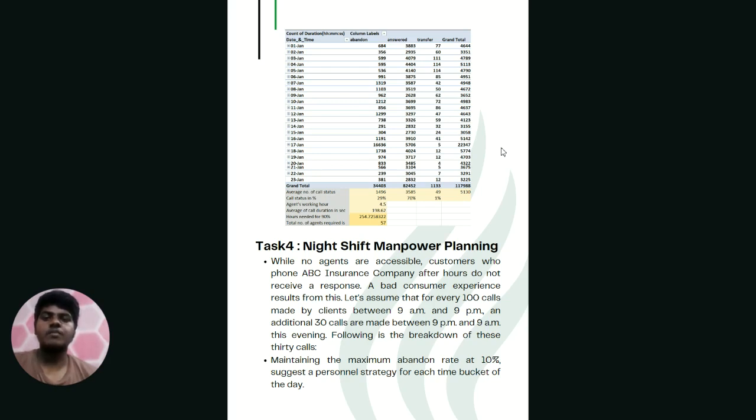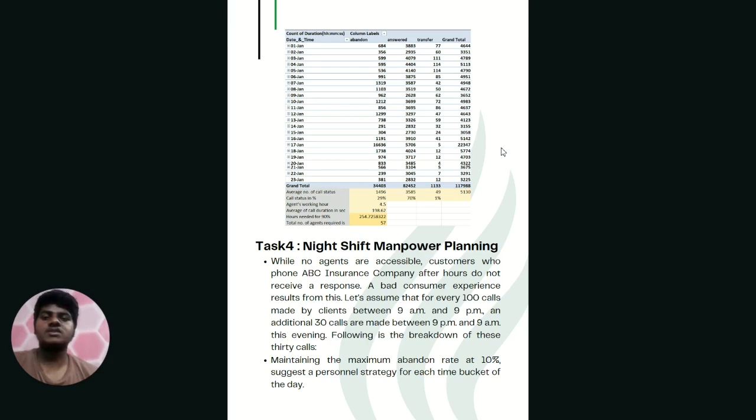Night time, 9 pm to 9 am the next day. Currently no agents are available during these hours, resulting in unanswered calls and a poor customer experience. To address this, consider adding personnel to handle the extra calls made overnight. Options include hiring overnight agents or setting up call forwarding to manage after-hour calls effectively. Ensure these additional personnel are equipped to handle inquiries promptly to maintain customer satisfaction.